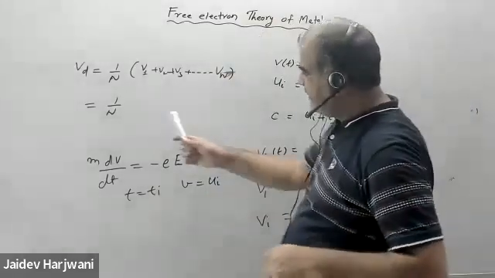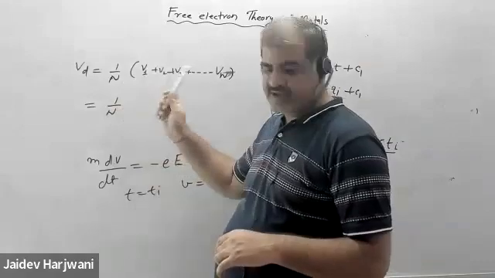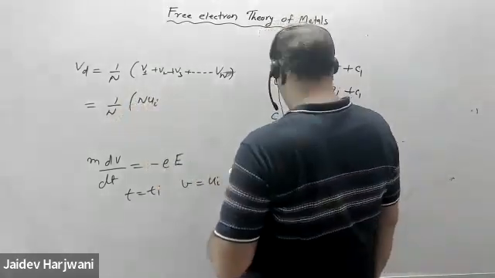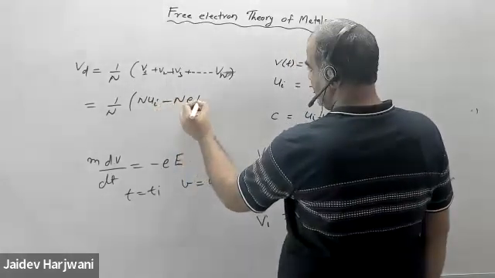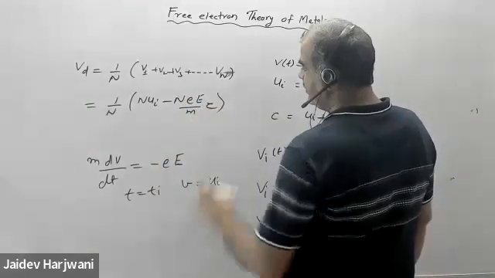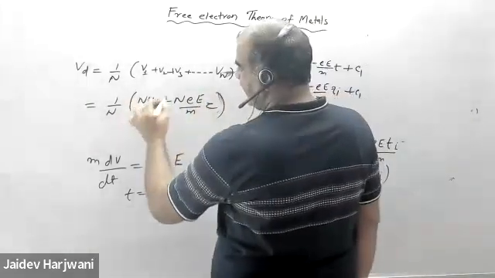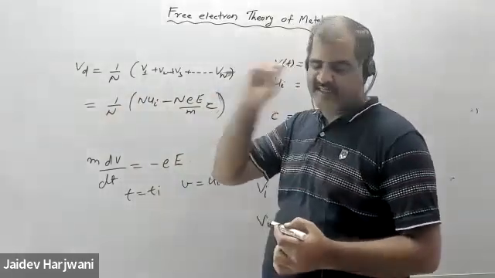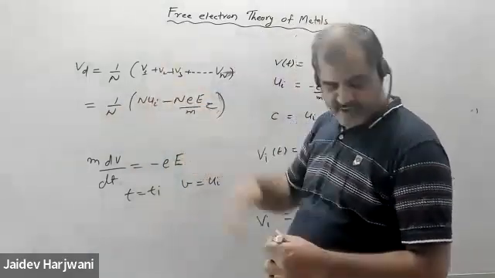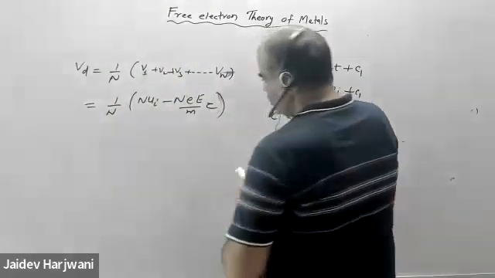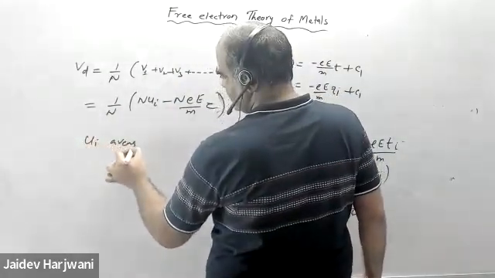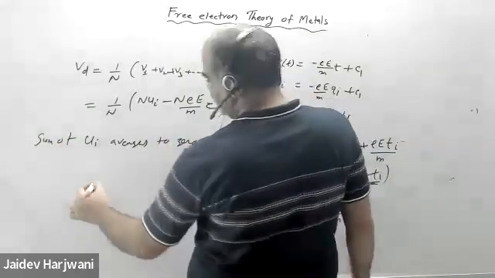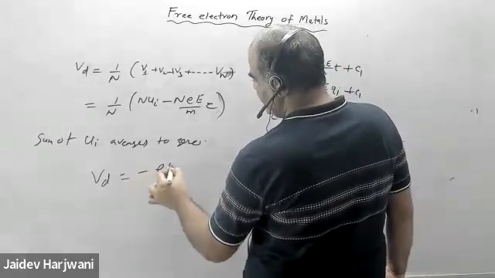Now our aim is to calculate the drift velocity, which is the average of the velocity of all the electrons. If I sum all of this, I get n ui minus n e E upon m tau. Here ui is the initial velocity before the electron starts accelerating. It is random, so the average of this will be 0. The sum of ui averages to 0, so we get drift velocity only equal to minus e E upon m tau.